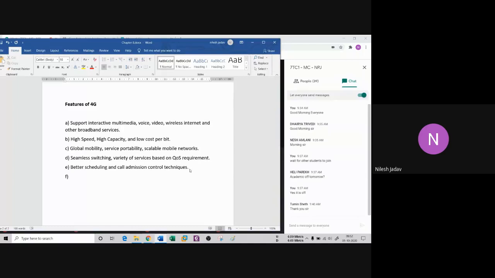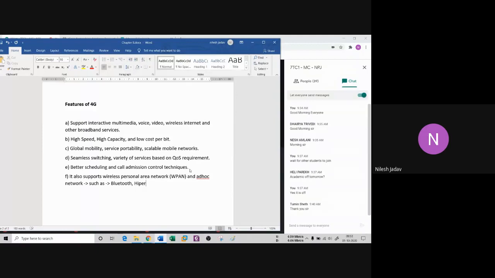So it also supports wireless personal area networks. We call such networks VPAN and ad hoc networks, such as Bluetooth.